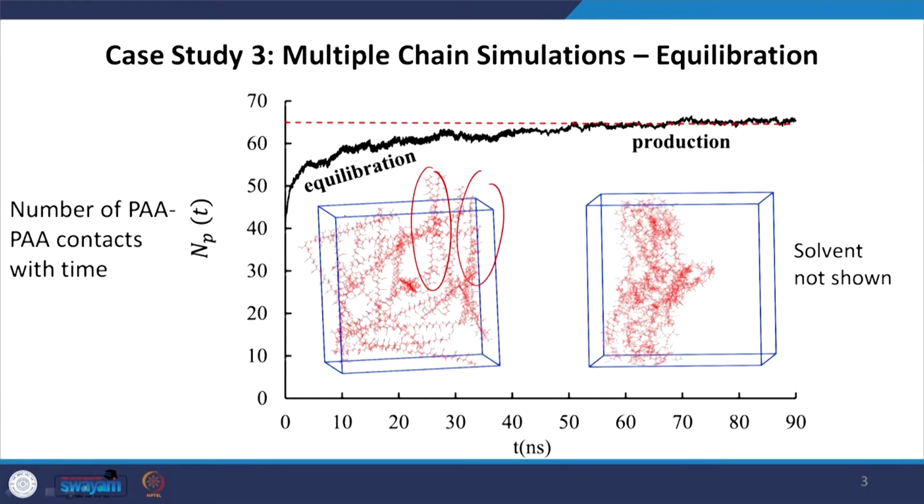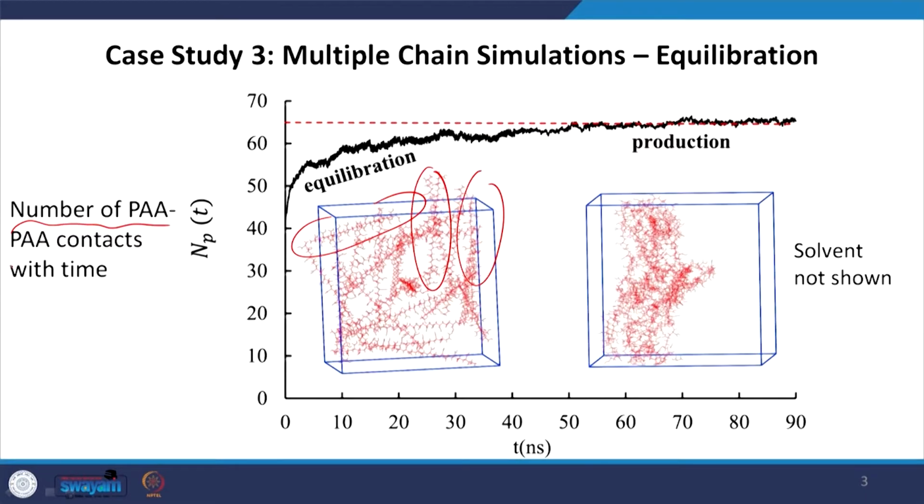So, to do that, we first have to build the polymer chains and then place them into a box, and clearly we have to fill that with solvent. Again, I am not showing you solvent. And then we start running the MD simulation. After doing necessary minimization or pre-processing that we have to do, we start doing the MD simulation.